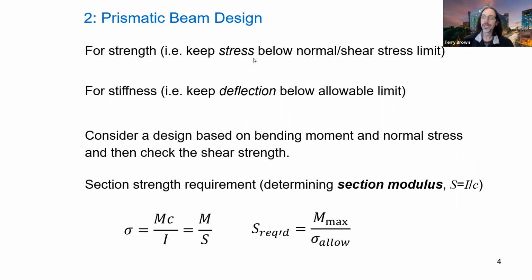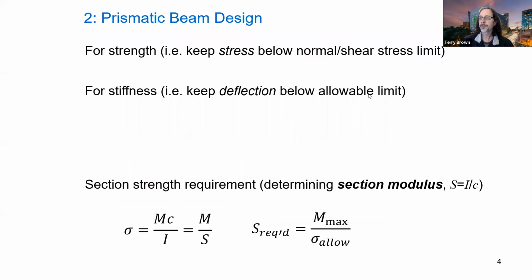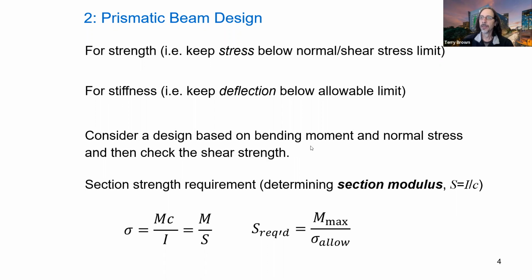So for strength, we need to keep the stresses below the normal and shear stress limit. And for stiffness, we need to keep the deflection below an allowable limit. Usually we'll start by looking at the strength requirement using this equation, your beam flexure equation, stress equals My or Mc upon I. And then we'll check the shear stress, and then also check the amount of deflection that we get.